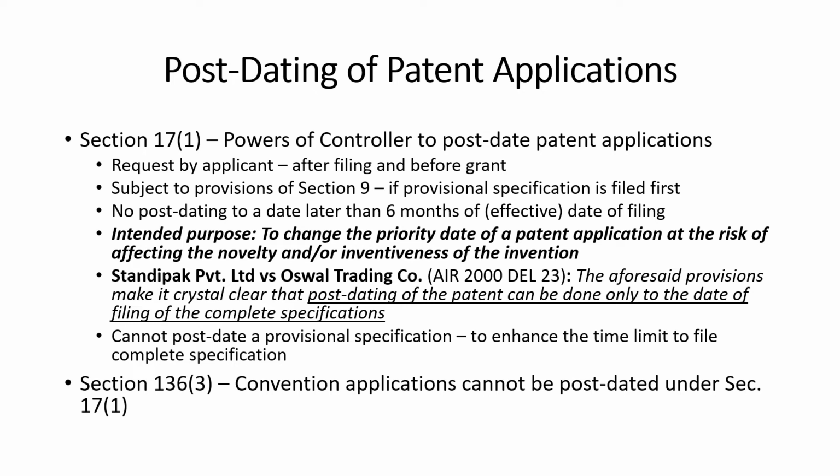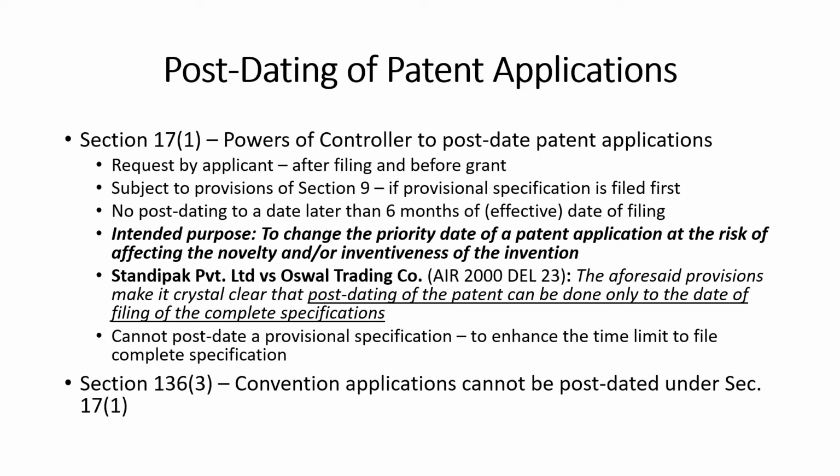If the application has been filed along with a provisional specification, then the provisions of Section 17.1 are subject to the provisions of Section 9, as I'll be explaining. Again, the intended purpose of the provision is to change the priority date of the ordinary patent application that you have filed, and we'll refer to it as the effective filing date. So in a way, when you have filed an application, you can post-date it at the risk of affecting the novelty and inventiveness of the invention, as we have already discussed earlier.